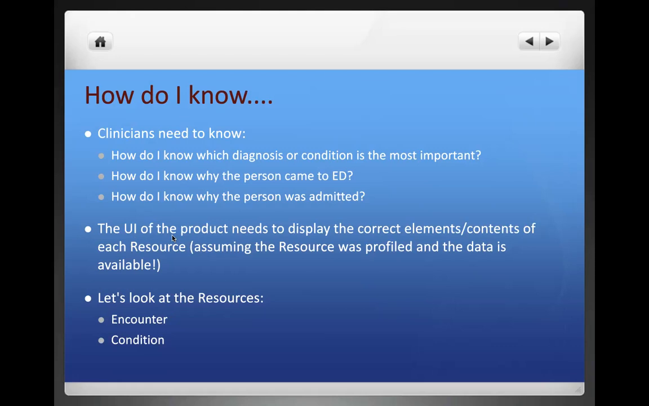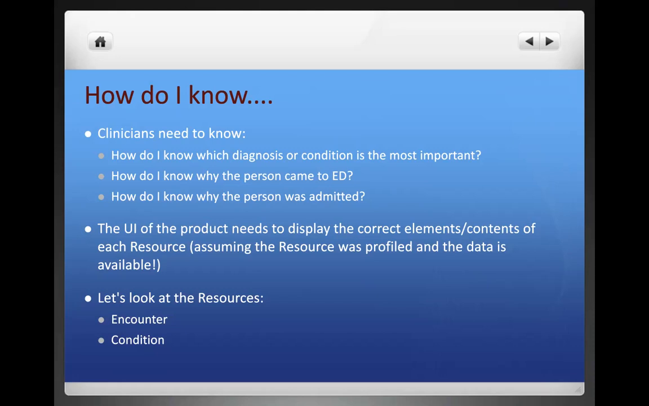But as a side note, two things need to happen. Number one, the data needs to be in the resources, so it better have been profiled correctly so that your data is there when you need it. The second thing is that your user interface on the product has to display the correct data that you need. It can be in the resource, but if they don't display those elements that the user needs, it doesn't matter if it's in the database if you can't see it.